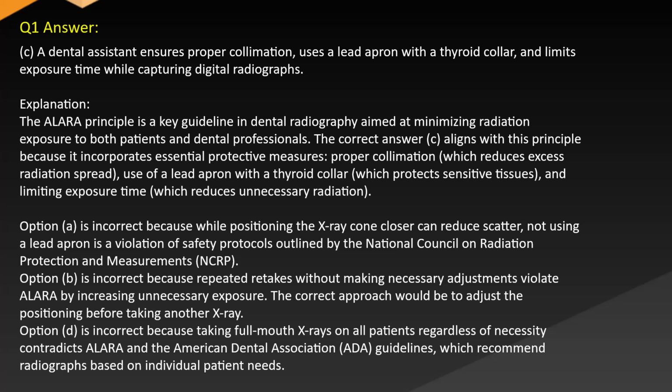Proper collimation reduces excess radiation spread, use of a lead apron with a thyroid collar protects sensitive tissues, and limiting exposure time reduces unnecessary radiation. Option A is incorrect because while positioning the X-ray cone closer can reduce scatter, not using a lead apron is a violation of safety protocols outlined by the National Council on Radiation Protection and Measurements (NCRP).